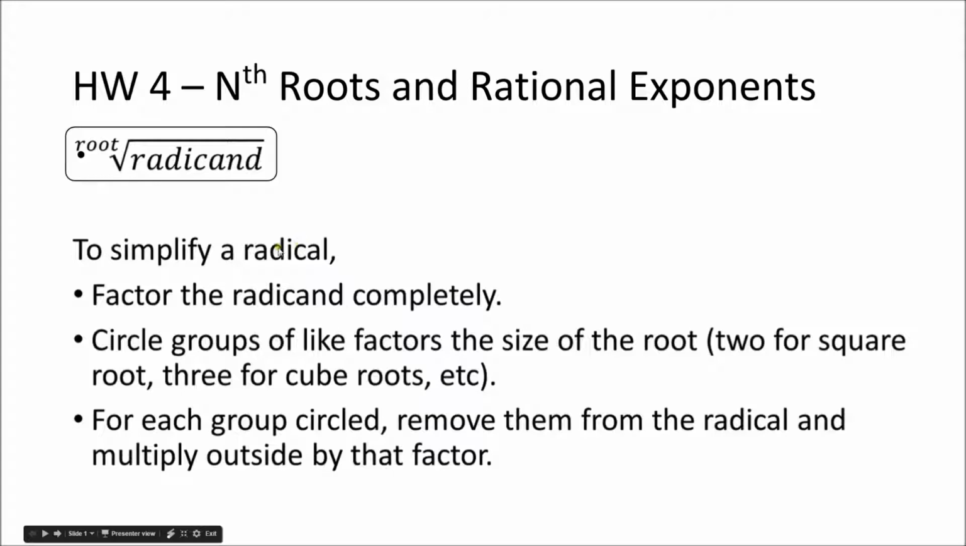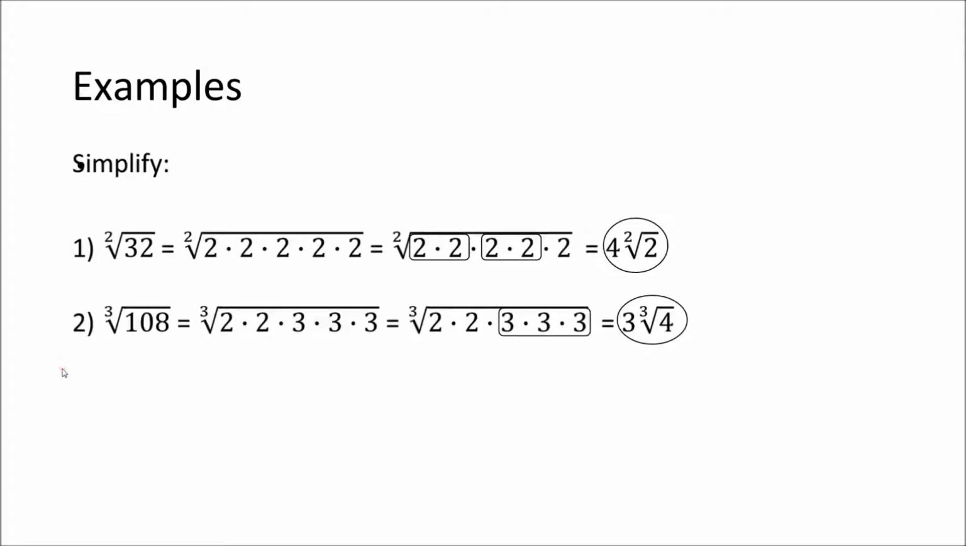So to simplify a radical, you factor the radicand completely, circle groups of like factors the size of the root. So if we're taking a square root, then we're going to circle groups of 2. If we're taking cube roots or third roots, then we circle groups of 3, and so on. And then for each group that you circle, you take them out of the radical and you multiply them on the outside of that factor. Okay, I don't use this method personally, but a lot of people do, and I am going to show you how to do it here.